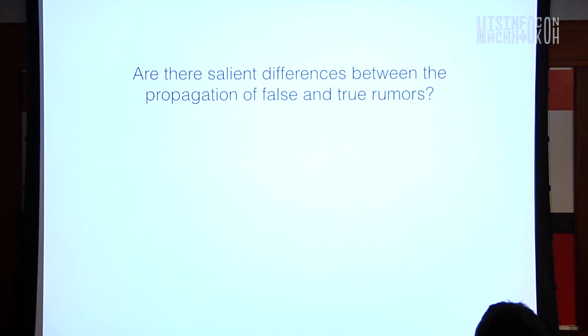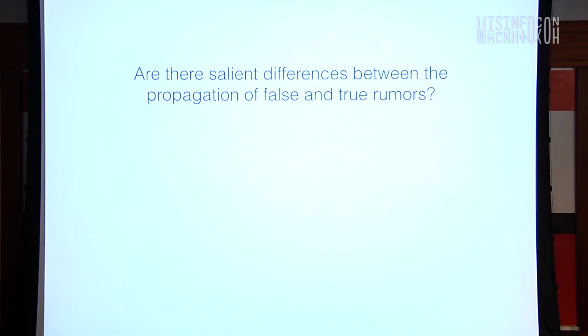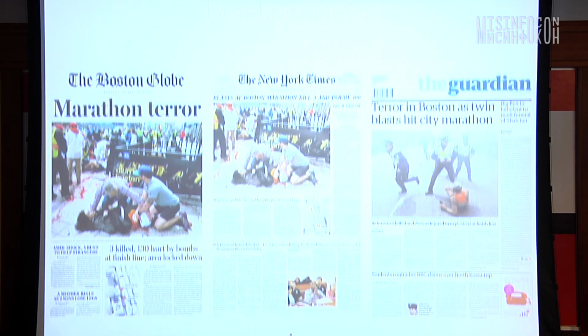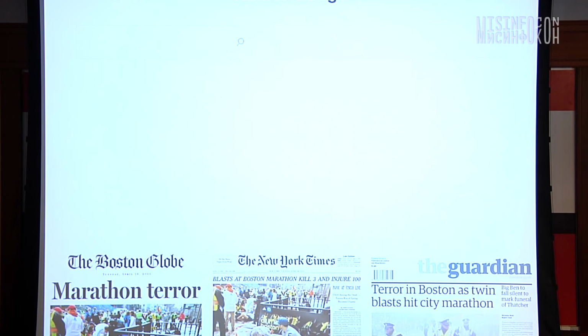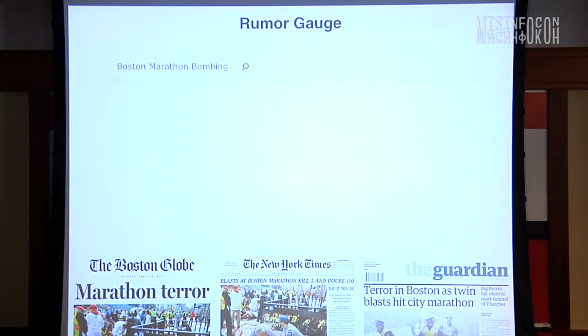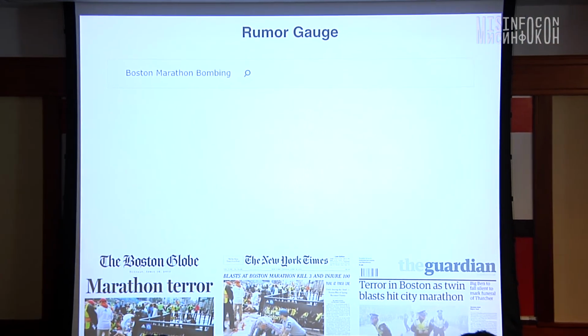So kind of motivated by that, this is a few years ago, I wanted to see if there is a way to automatically verify information on Twitter. As I mentioned, the motivation behind that was the Boston Marathon bombing. And the tool I wanted to create, which I call Rumor Gauge, I wanted it to work something like this. You would go on my tool, you would type in an event that's happening right now in real time, let's say Boston Marathon bombing as it was happening.